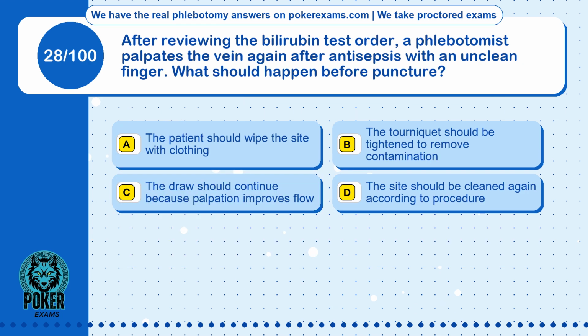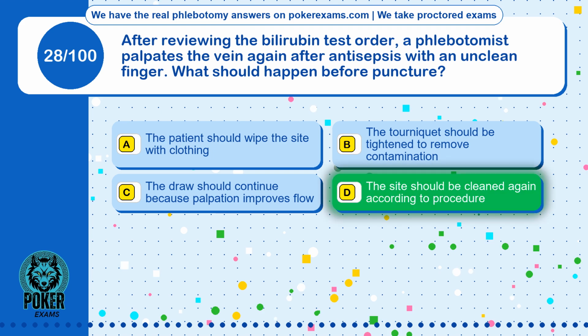Question 28. After reviewing the bilirubin test order, a phlebotomist palpates the vein again after antisepsis with an unclean finger. What should happen before puncture? Option A. The patient should wipe the site with clothing. Option B. The tourniquet should be tightened to remove contamination. Option C. The draw should continue because palpation improves flow. Option D. The site should be cleaned again according to procedure.